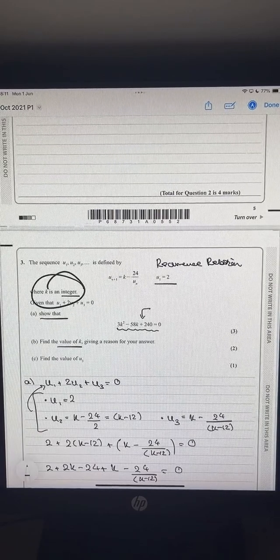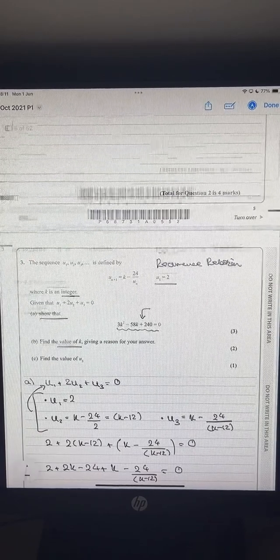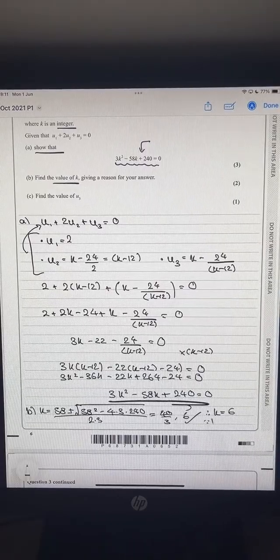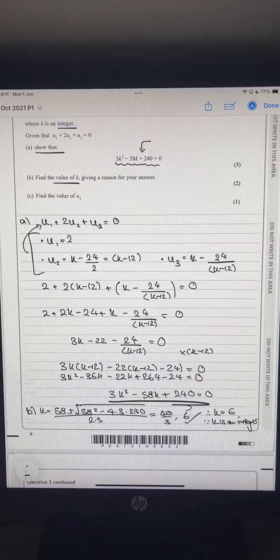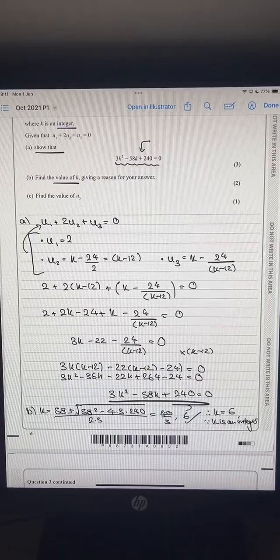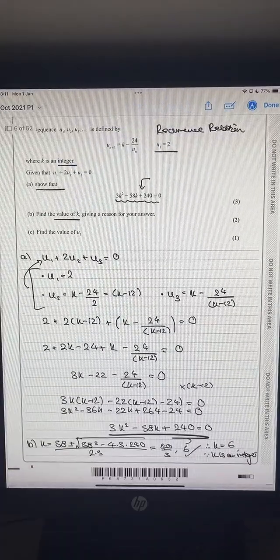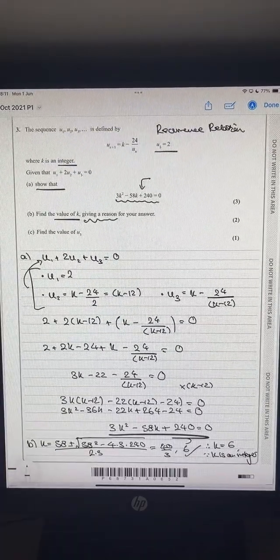Well, I've been told that k is an integer. So k is going to be 6 from here. And I need to give my reason why. Therefore, k equals 6 because k is an integer. The question tells me it's an integer, so I know it's an integer. If it didn't tell me, then I wouldn't know which one to pick, but they have to tell me otherwise. Okay, cool. And the reason I wrote that was because they say give a reason for your answer.